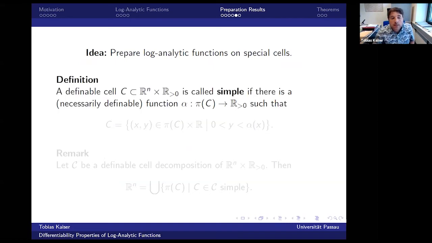In this, what are our special cells? So I have a definable cell C, where the last variable is only positive. And such a cell is called simple if y goes between 0 and a necessarily definable function alpha from the projection to the positive real numbers. So y moves from the coordinate axis to some graph.